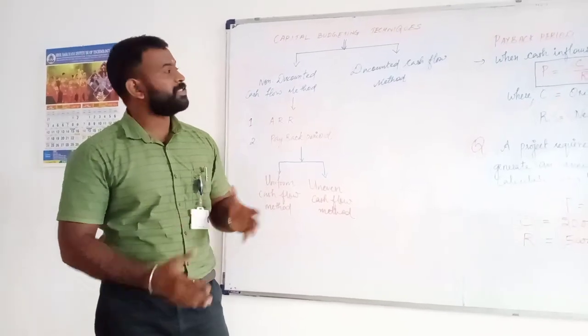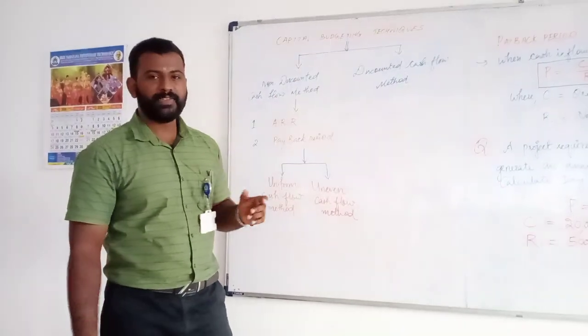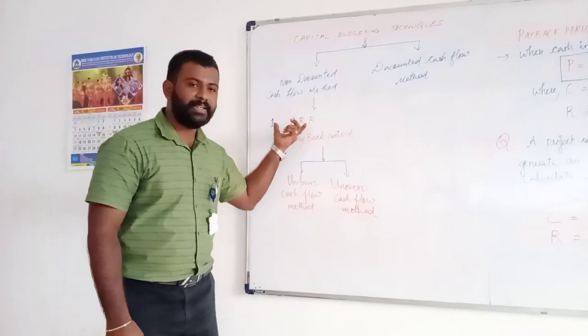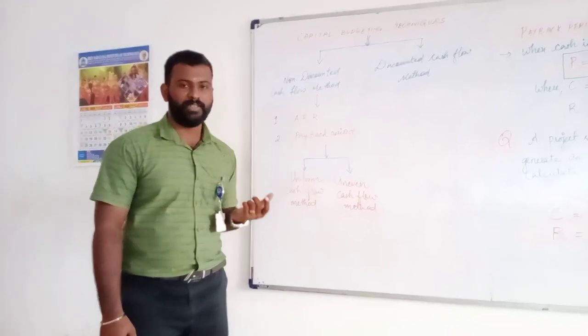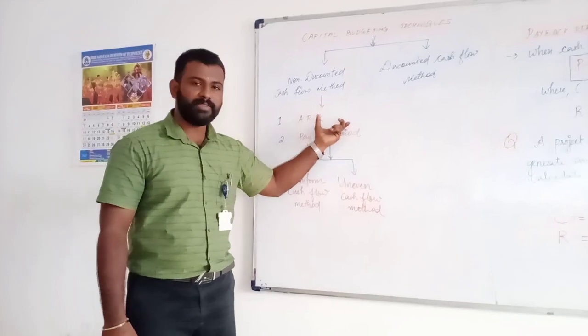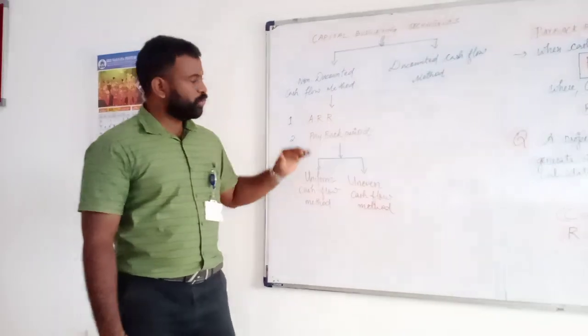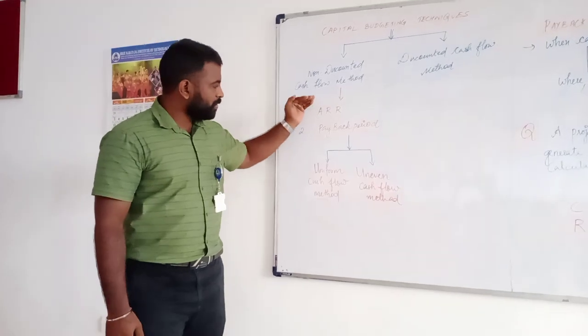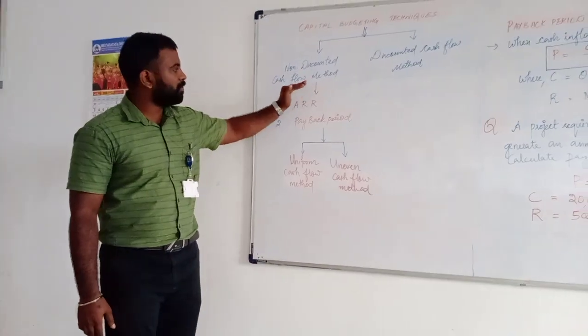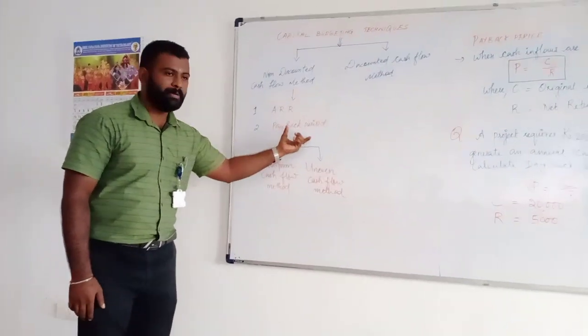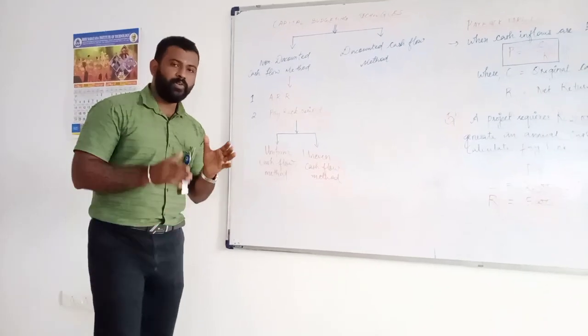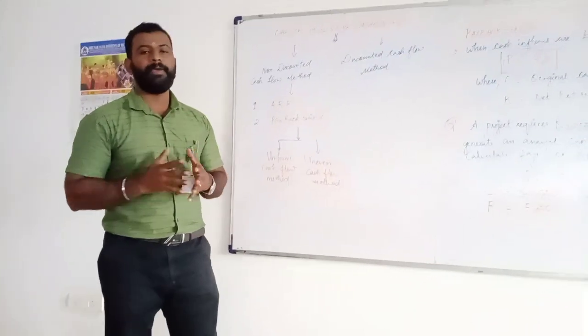Yesterday we already discussed capital budgeting techniques, and as part of capital budgeting techniques, we discussed the average rate of return method. It is otherwise known as the return on investment method. So today we are going to discuss the second part of the non-discounted cash inflow methods, that is the payback period method. First of all, we have to know what payback is.